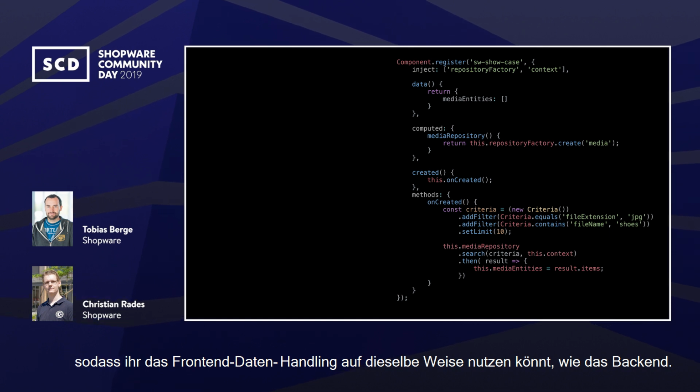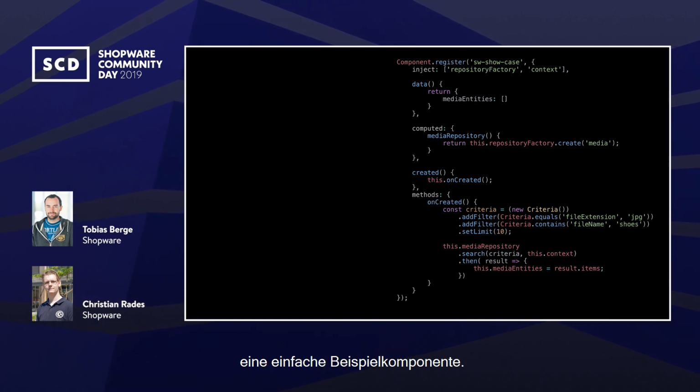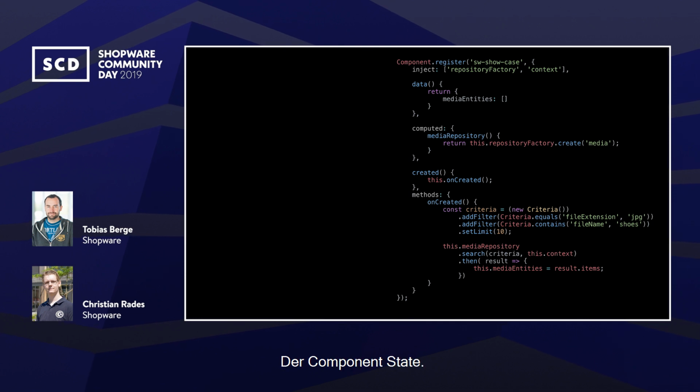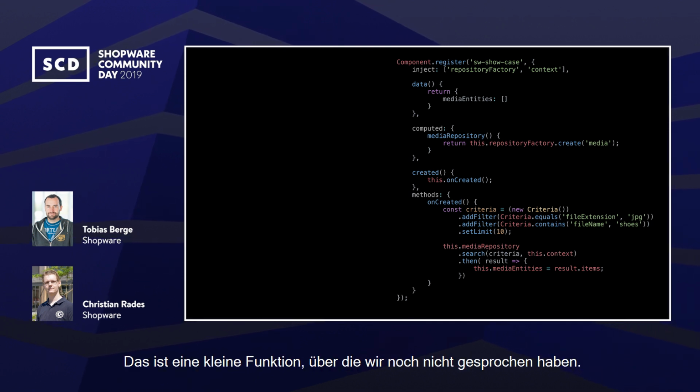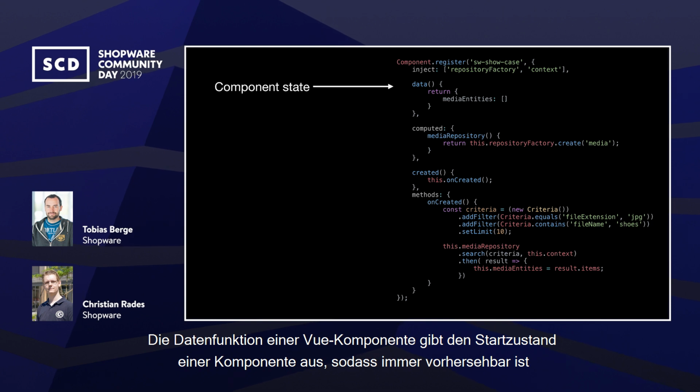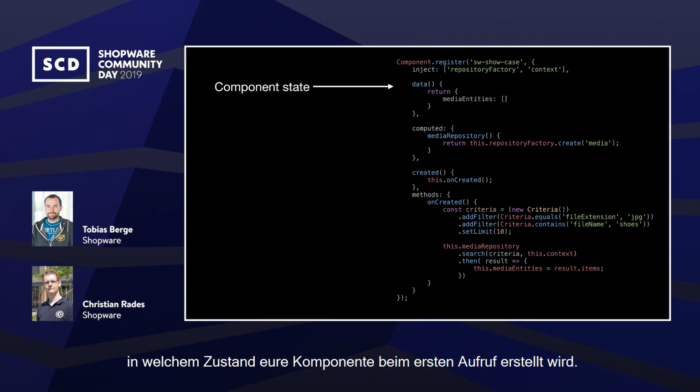Okay, now to our example. Just a simple showcase component, and right here, the component state. This is a little feature we haven't talked about before, but the data function of a view component just returns the initial state of a component, so that it is always predictable in what kind of state your component gets built the first time it is called.